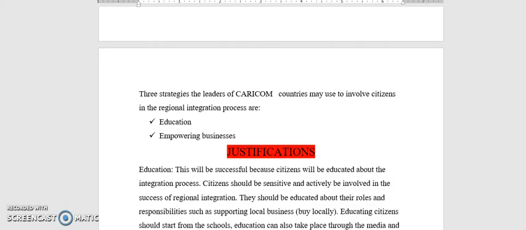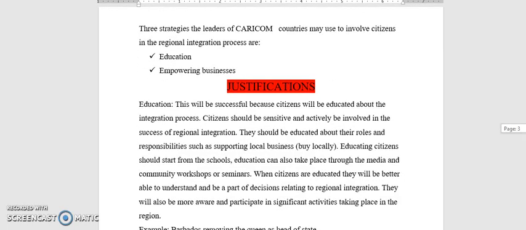education, empowering businesses, and I have deliberately left out one of the strategies because I want you to think about a strategy that the leaders of CARICOM countries may use to involve citizens in the regional integration process. And you're going to write your justification for that strategy. So I am giving you 2 along with the justification. So education, why do I say education is one of the strategies that leaders of CARICOM countries may use to involve citizens in the regional integration process?